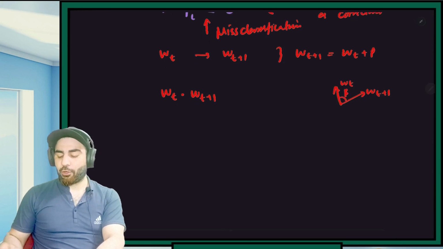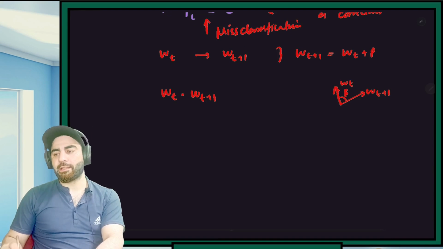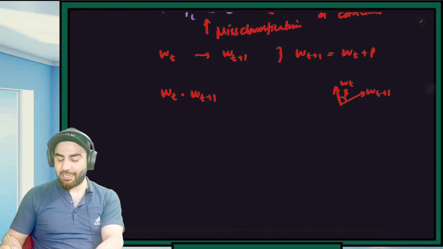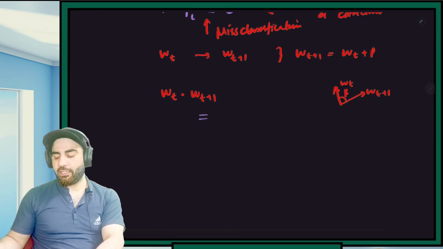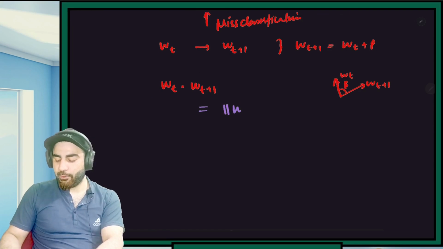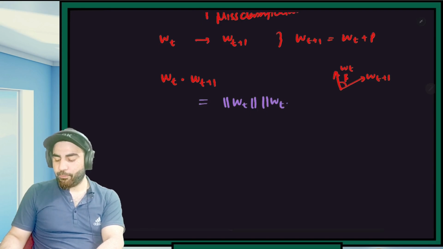Now if I take the dot product of W_t and W_{t+1}, what is that equal to? That is equal to the magnitude of W_t, magnitude of W_{t+1}, cos of beta.